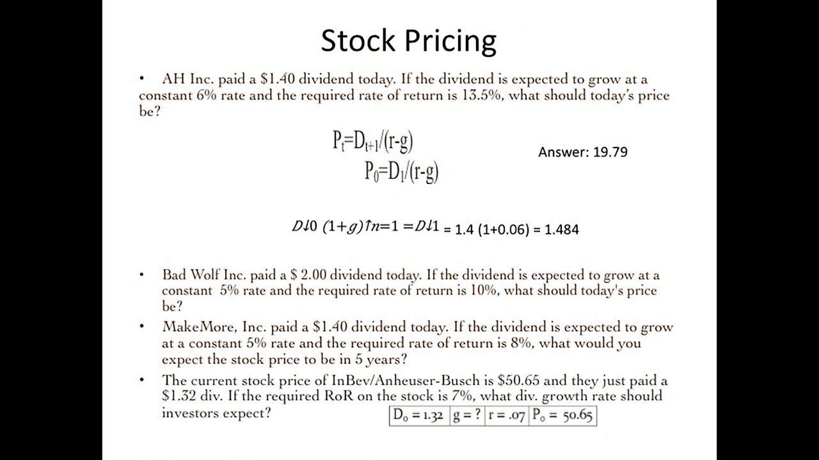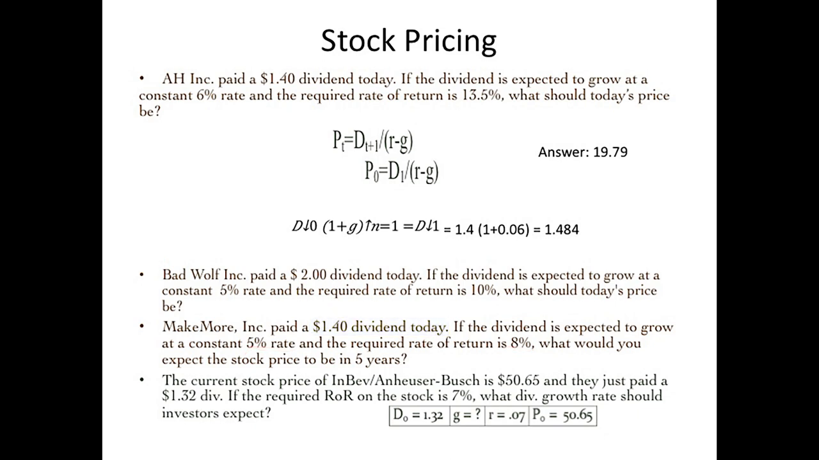So let's look at another example. This company, Bad Wolf, paid a $2 dividend today. Again, that means D0 equals $2. If the dividend is expected to grow at a constant 5% rate, so again, G is 0.05, and the required rate of return is 10%, or R is 0.10, what should today's price be? Again, a straightforward application of that formula, which you should now be comfortable doing. Here's another example. Make More Incorporated pays a dividend today. The dividend is expected to grow at a constant 5% rate. Again, it's the same kind of application with different numbers, and you should be able to practice and get your ideas worked out in your head.